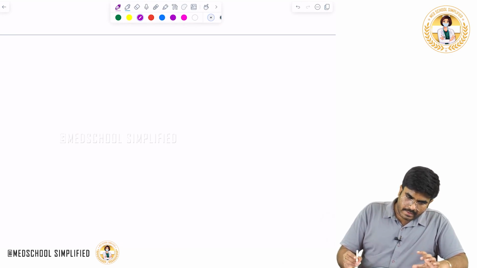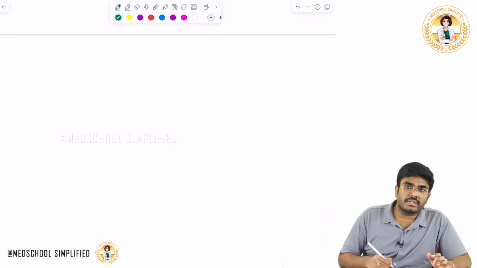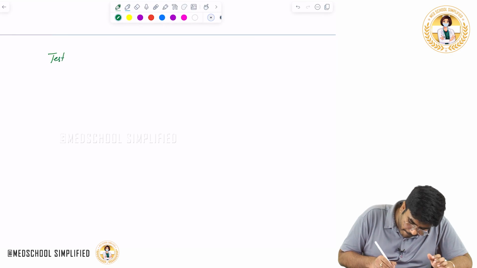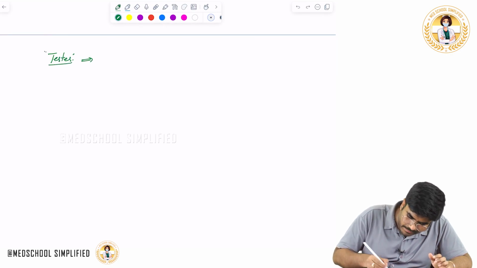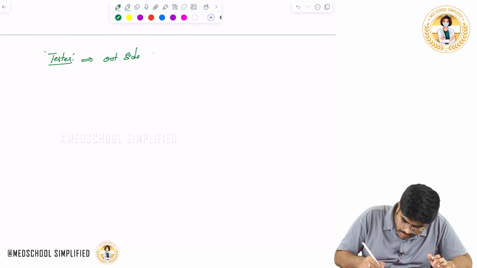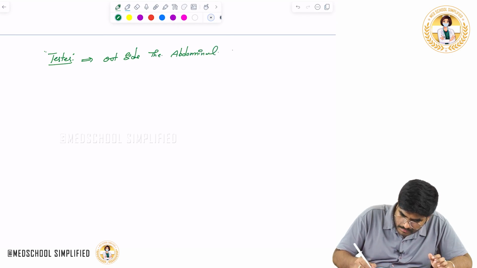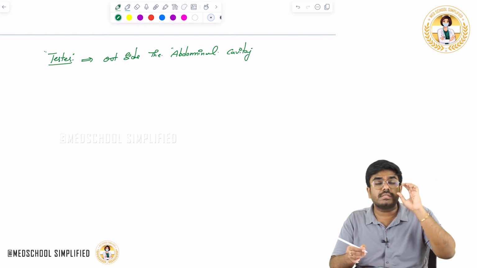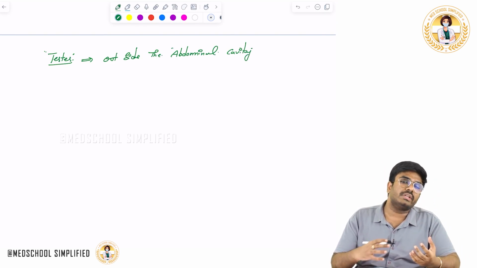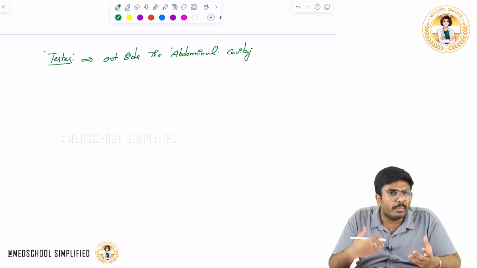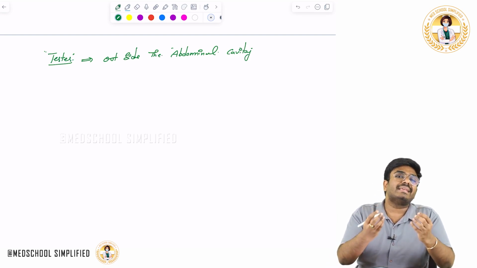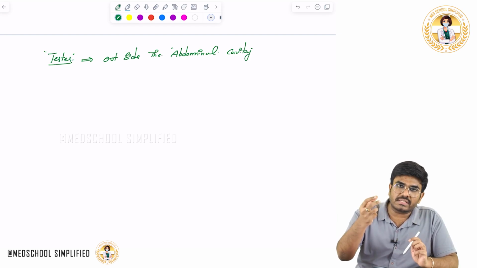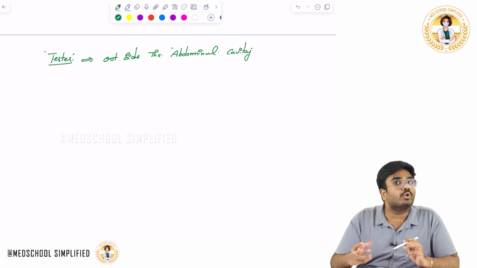Next, where are the gonads present? The testes are present outside the abdominal cavity. Actually, testes are an intra-abdominal organ. When you are an embryo, testes develop inside the abdomen. But later, they descend down with the help of a spermatic cord, into the scrotum.